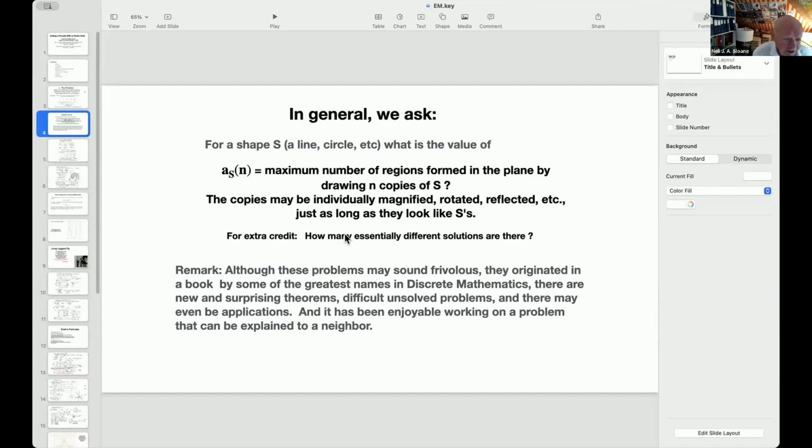Now, I should say that although this may sound like recreational mathematics, it originated in the first chapter of a book by some of the greatest names in discrete mathematics, Graham, Knuth, and Patashnik. And, furthermore, there are some new and surprising theorems, difficult unsolved problems, and there may even be applications. I can't help think that some gerrymandering rule might appreciate these constructions. Anyway, and finally, one of the nice things is it's great to be working on a problem that I can explain to my neighbors, to anyone.